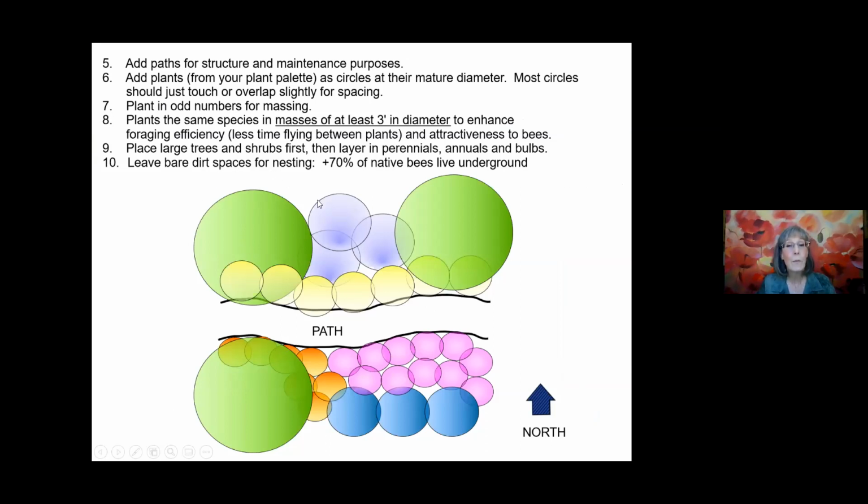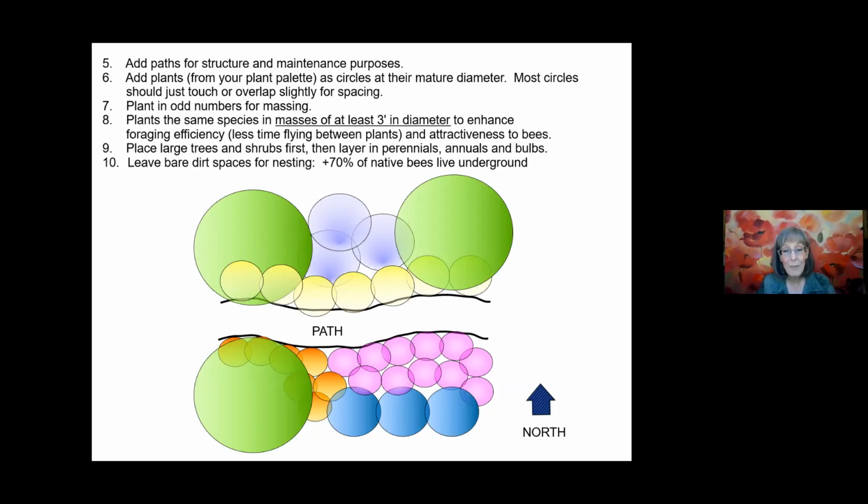And then add plants from your plant palette, okay, as circles at their mature diameter. You can go on Calscape and take a look to see how big these things get. These plants will get large, so draw the circles at the mature diameter. And then the circles should just overlap or barely touch. You can lay these out in a linear fashion, or in a big clump like this. Again, in a clump or together is more efficient for bees to forage.